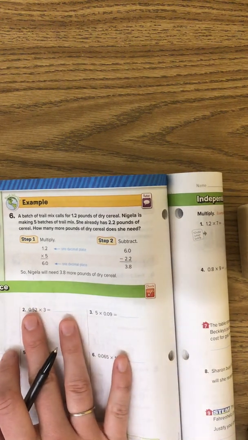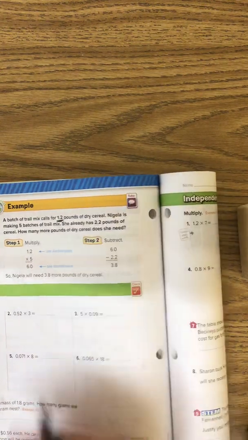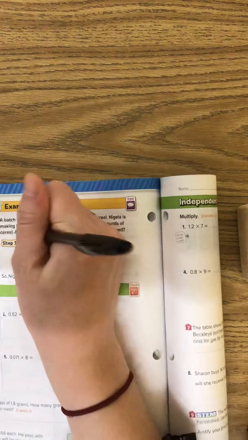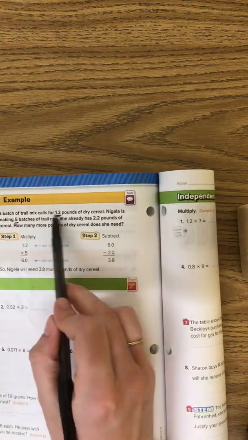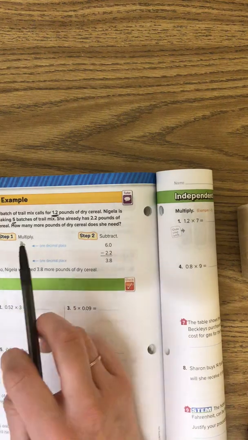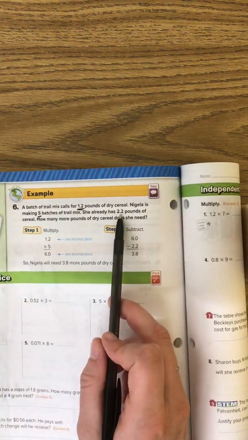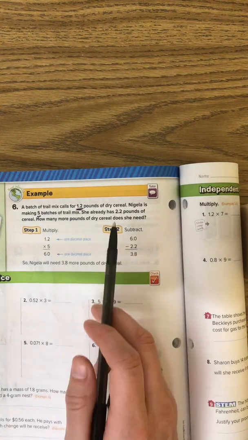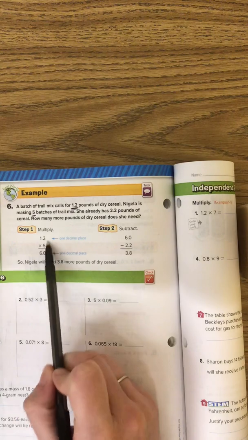So a couple different things going on here. We know that this is how much she needs for 1 batch. She's making 5 batches. So we're going to have to multiply those two together to figure out how much she needs total. And then she already has 2 2/10. So we're going to have to take our total and subtract 2 2/10 to see how much more she still needs. So that's what this is showing.